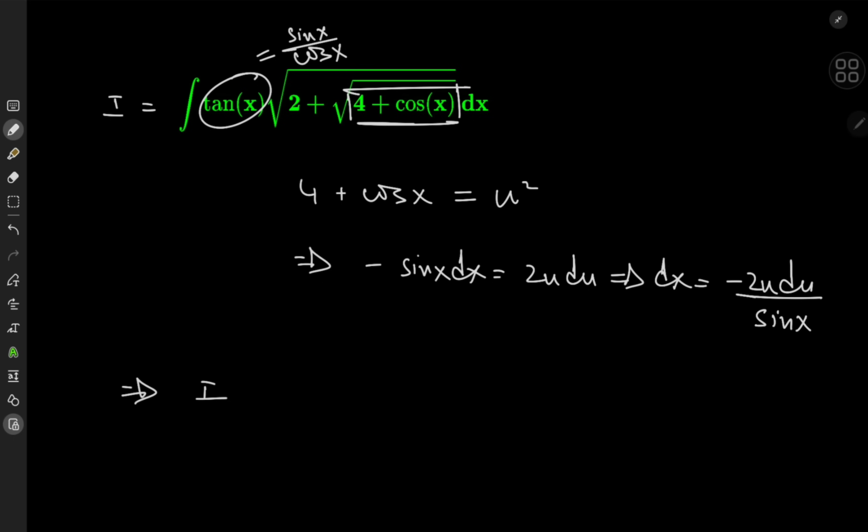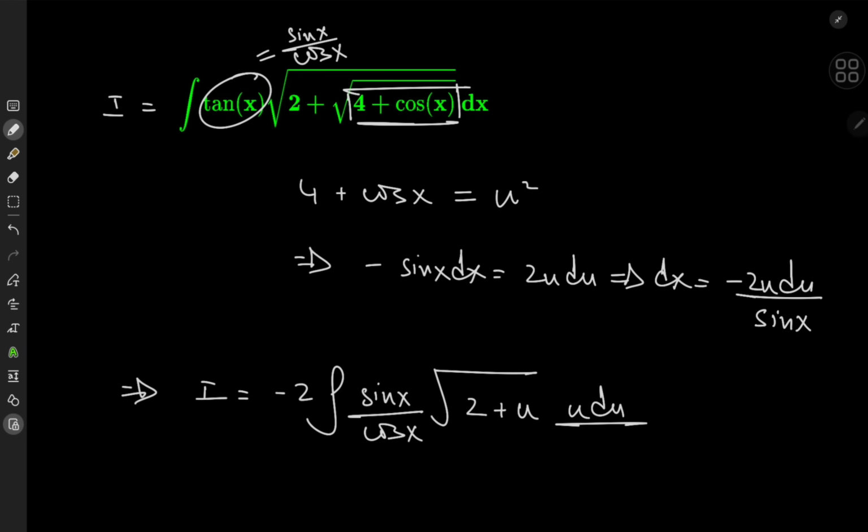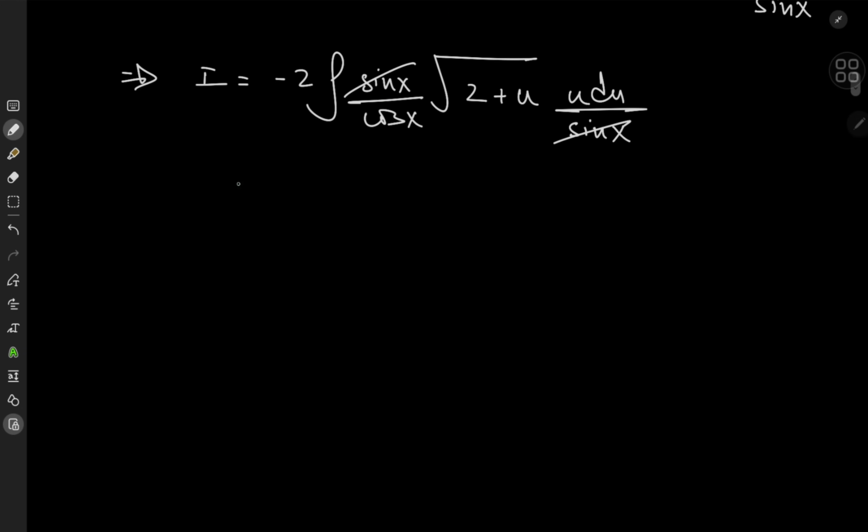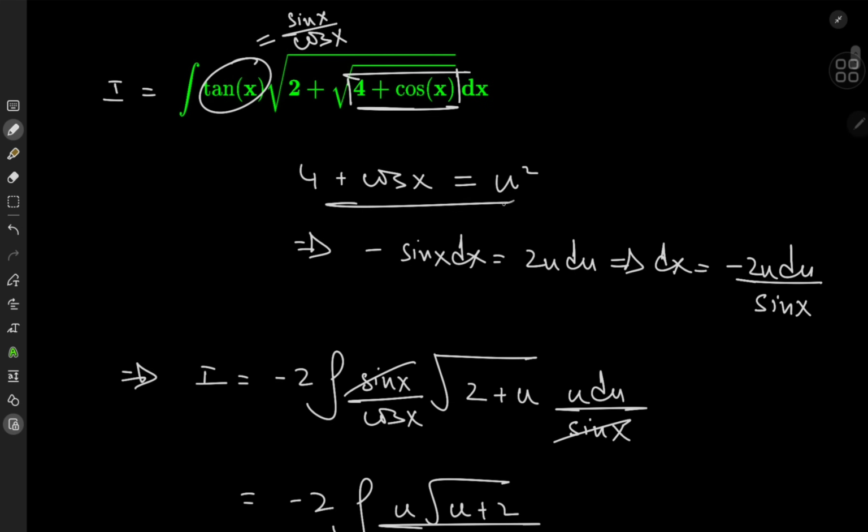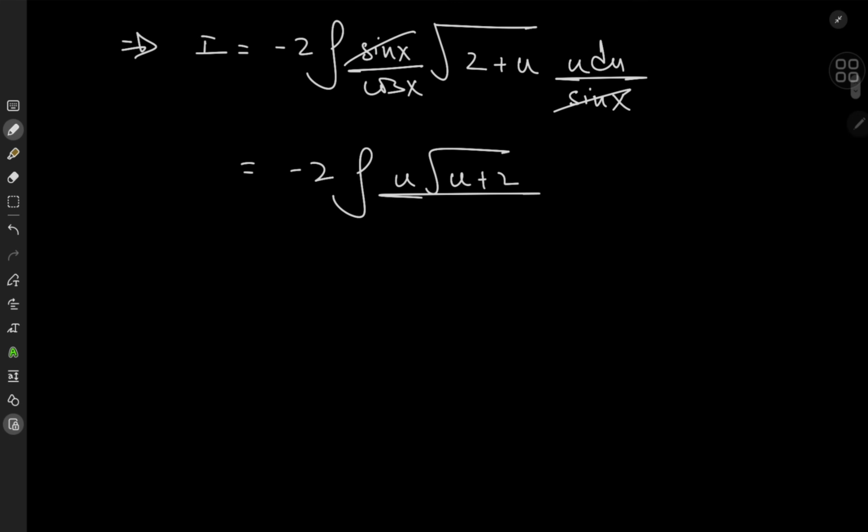So this implies that I here is now negative 2 times the integral of tangent, being sine x over cosine x, times the square root term, which is 2 plus root u squared, which is u. And then we have u times du over sine x, the cancellation I was talking about. And we have minus 2 times the integral of u times root u plus 2 over cosine x, which recall should be u squared minus 4.